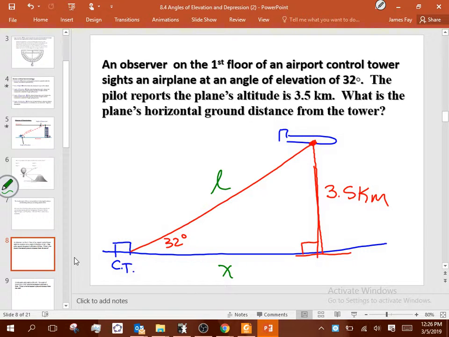L, does anybody know what they would call L? They would just call L the distance from the control tower to the plane. Does that make sense? When they say horizontal ground distance, the idea is if I were to put a car at the control tower and tell them how far they need to drive to where they're directly underneath the airplane, I would tell them X. Does that make sense? Okay.